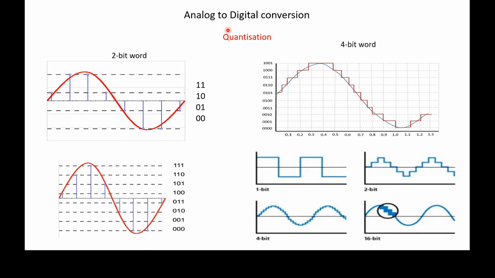So quantization is something that you want to bear in mind too. So you don't want to buy an analog to digital converter that only works as a 4-bit word. And so that's why you want to go to at least 12 or 16-bit.